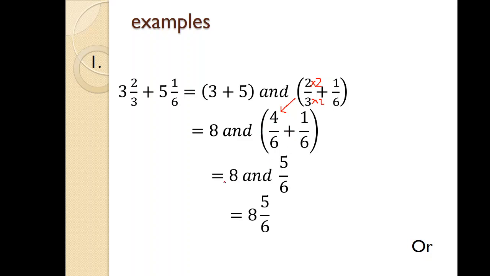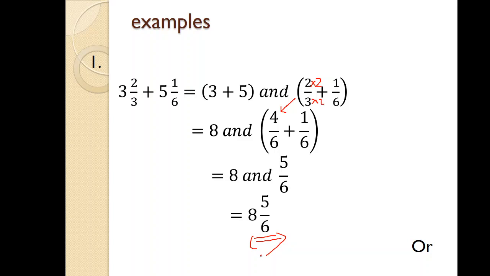The next step, we bring down the 8. If you add these two fractions, now they have the same denominator, everything will be over 6, and then 4 plus 1 is just 5. Now can you see, we have the whole number part and then the fractional part, and then finally you can just combine them. That's our final answer, 8 5/6.